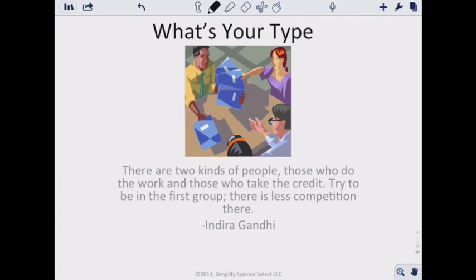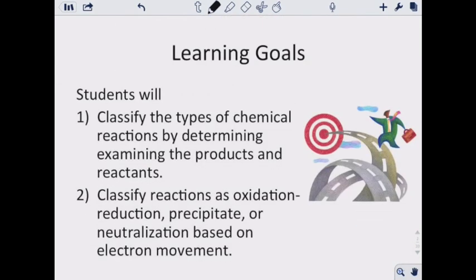It says, what's your type? And it says there are two kinds of people, those who do the work and those who take the credit. Try to be in the first group. There's less competition there.